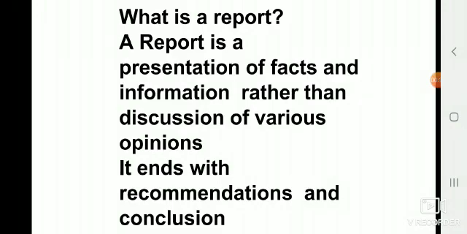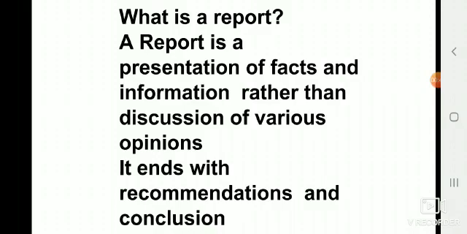Today, I am going to talk to you about report writing. I would like to discuss what is a report, what a good report should contain, types of report, particularly status report, and what is the format of status report. And finally, I would like to discuss one example of status report. Let me begin. What is a report?